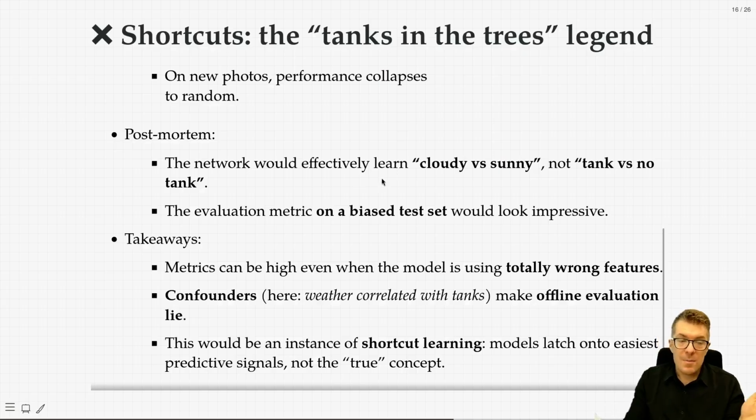So metrics can be very high even when the model is using the wrong features. And there are these instances of confounders. So here, weather is correlated with tanks. This can make an offline evaluation lie, right? Because the data held out for evaluation came essentially from the same collected data from this story, this problem of confounds existed both in the training set and in the test set. This is an instance of shortcut learning. This is when models latch onto easily predictive signals, but not the true concept we care about.